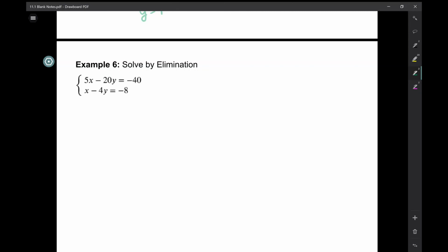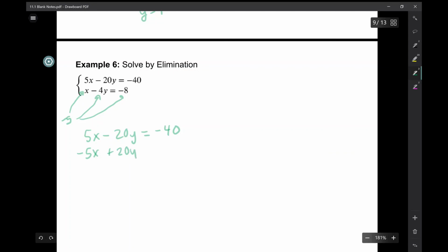Maybe, maybe not. All right, what do we want to multiply by here to get one of the variables to drop out? Well, I can see that if this was a negative 5x, then I would be able to solve this equation. So I'm going to multiply equation 2 by negative 5. 5x minus 20y equals negative 40. That's my first equation still. Minus 5x plus 20y equals positive 40.